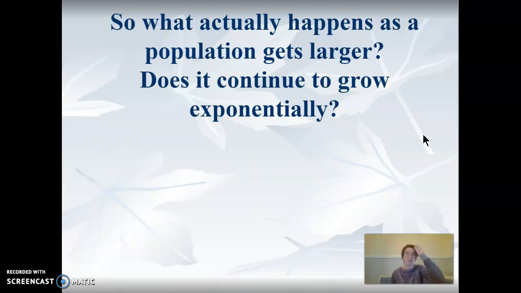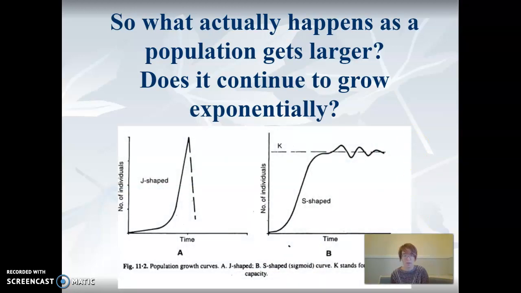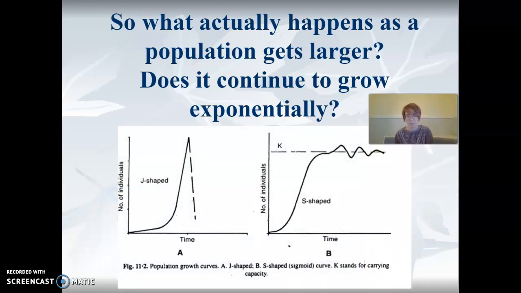So the truth is, in reality, a population does not usually grow exponentially forever because of these limiting factors. And there's kind of two main options that can happen. This first one tends to happen more with things that reproduce really quickly, like bacteria, for example, typically do this.